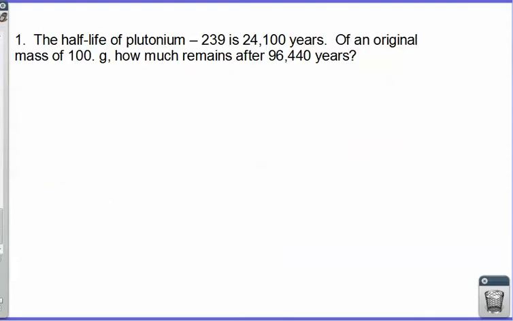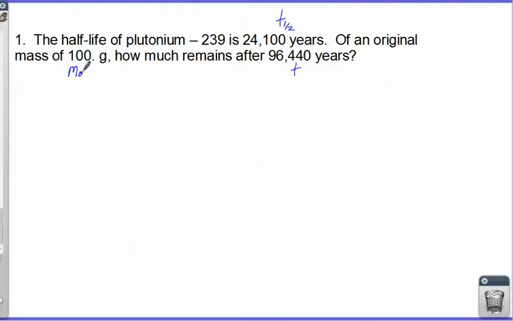So in this example, we have plutonium-239. Its half-life, or T1/2, is 24,100 years. We have an original mass of 100 grams. How much remains after 96,440 years? So that ends up being our T, or our total time. We're also given our original mass. So this problem is very similar. Usually you'll end up solving for your final mass in these types of problems.